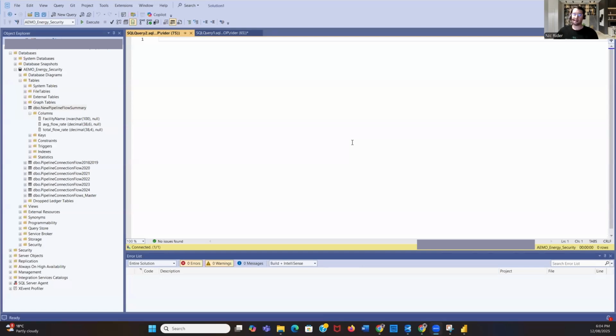Right, guys, here we are in my SQL Server. As you can see, we've got databases here on the left-hand side, and the database name is the AEMO Energy Security Database.